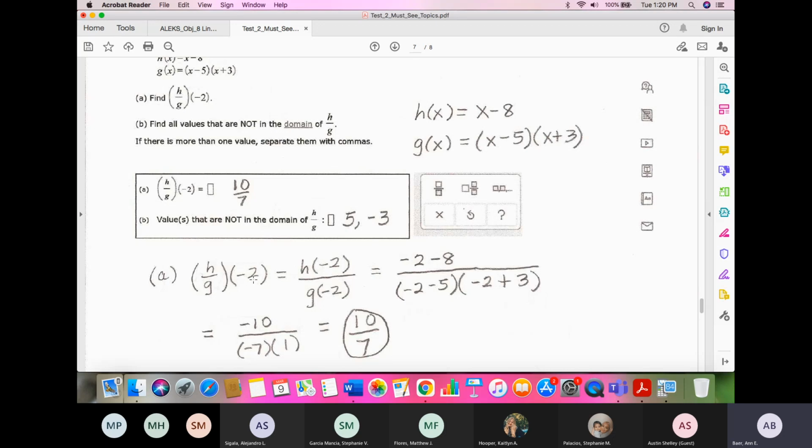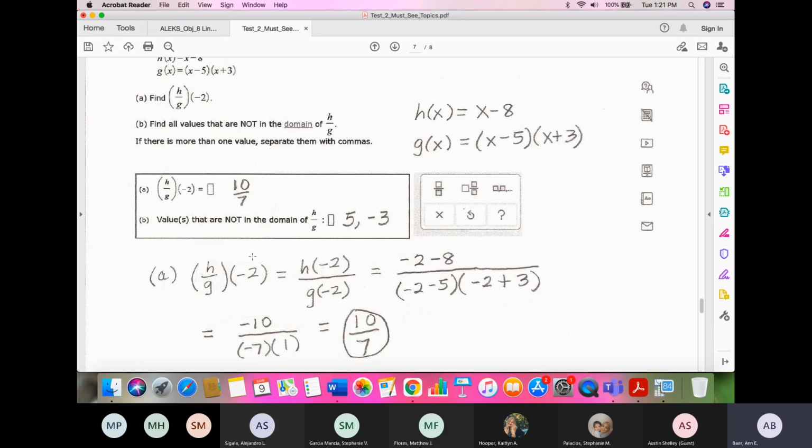Now the reason why this -2 is only written once, it probably should be written twice, but they didn't want to make it look like h divided by g of -2 divided by -2, because that would be confusing. You would probably just want to cross out those -2's. So this notation really means they want you to find h, the function h at x equals -2, and they want you to find the function g at -2. That's what that notation really means.